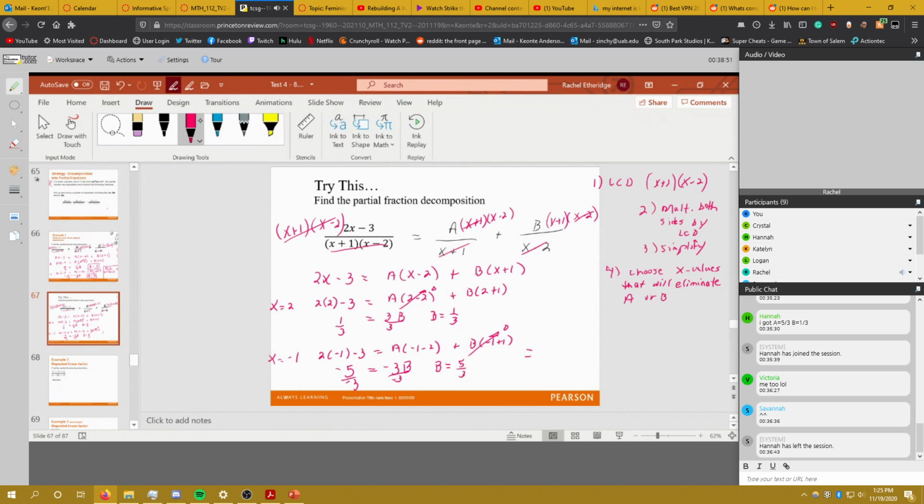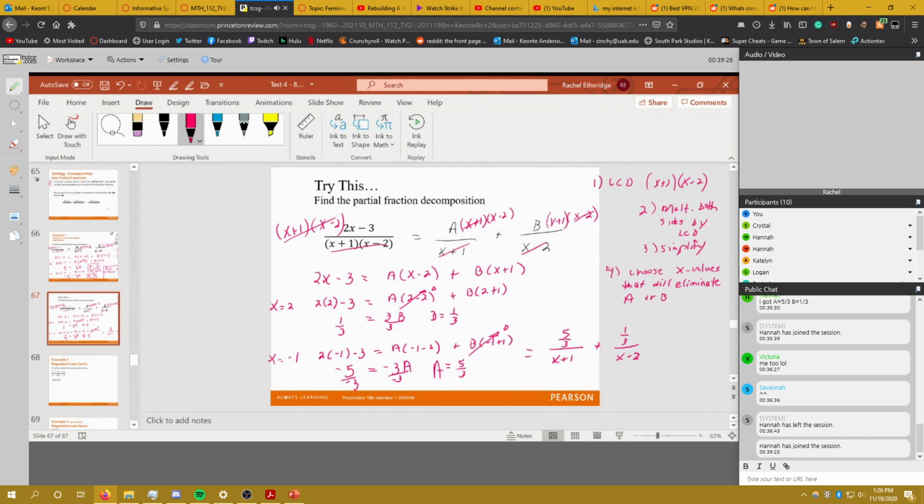So I could write it like this. Oh, what did I do? This is A, I'm sorry. A. -3a. So A is 5/3. So I can write it like this, 5/3 over x plus 1, and then 1/3 over x minus 2.